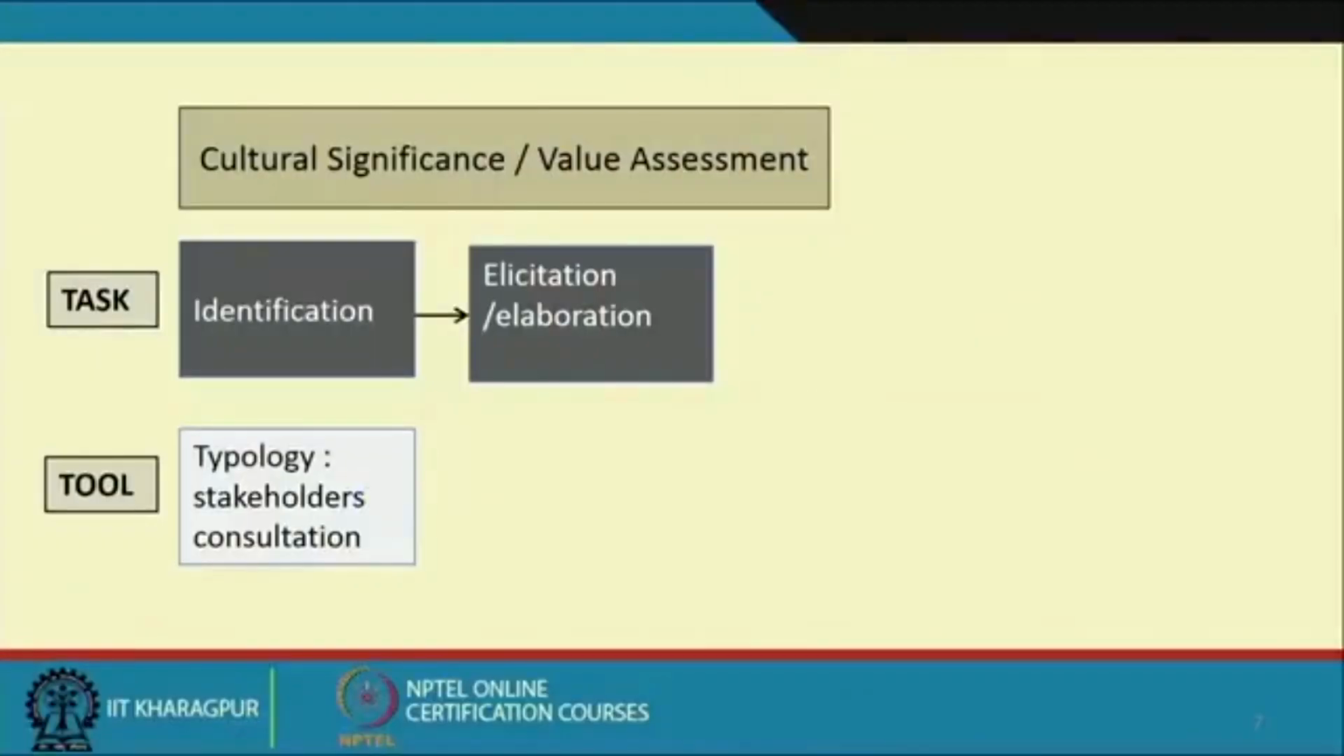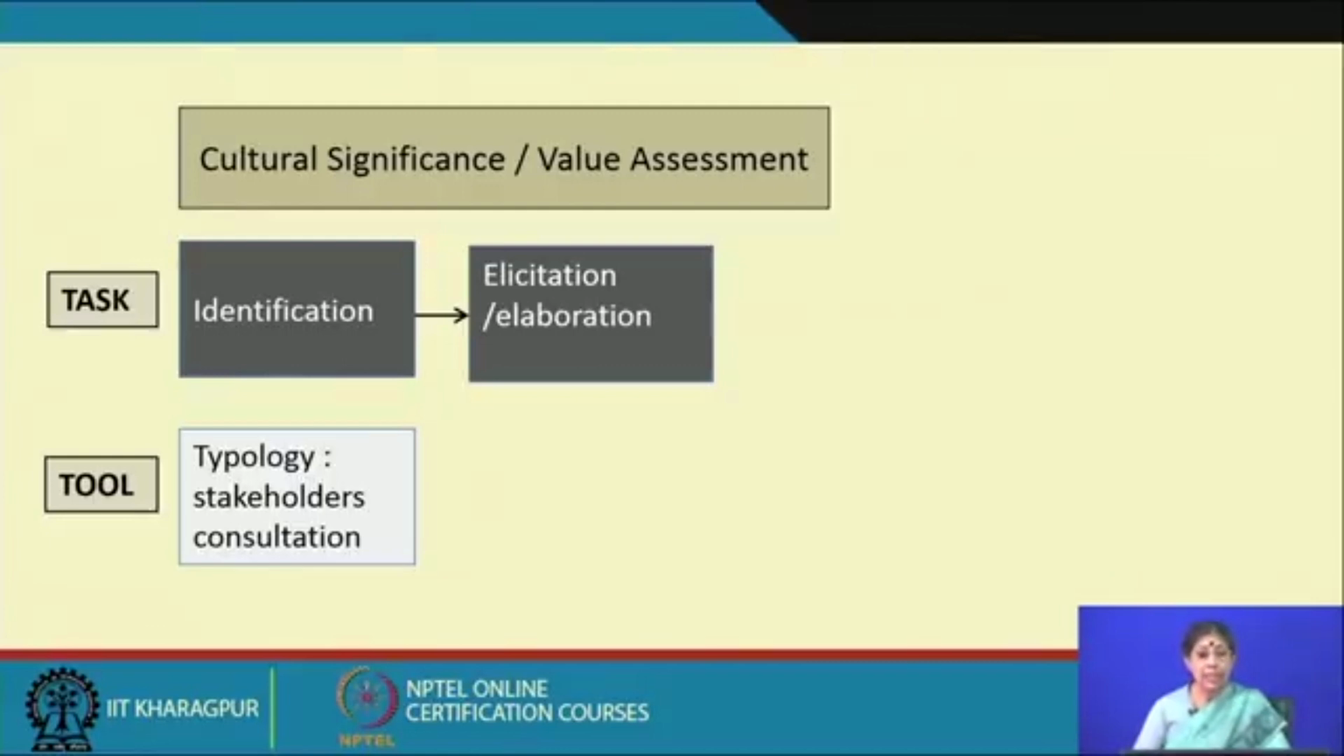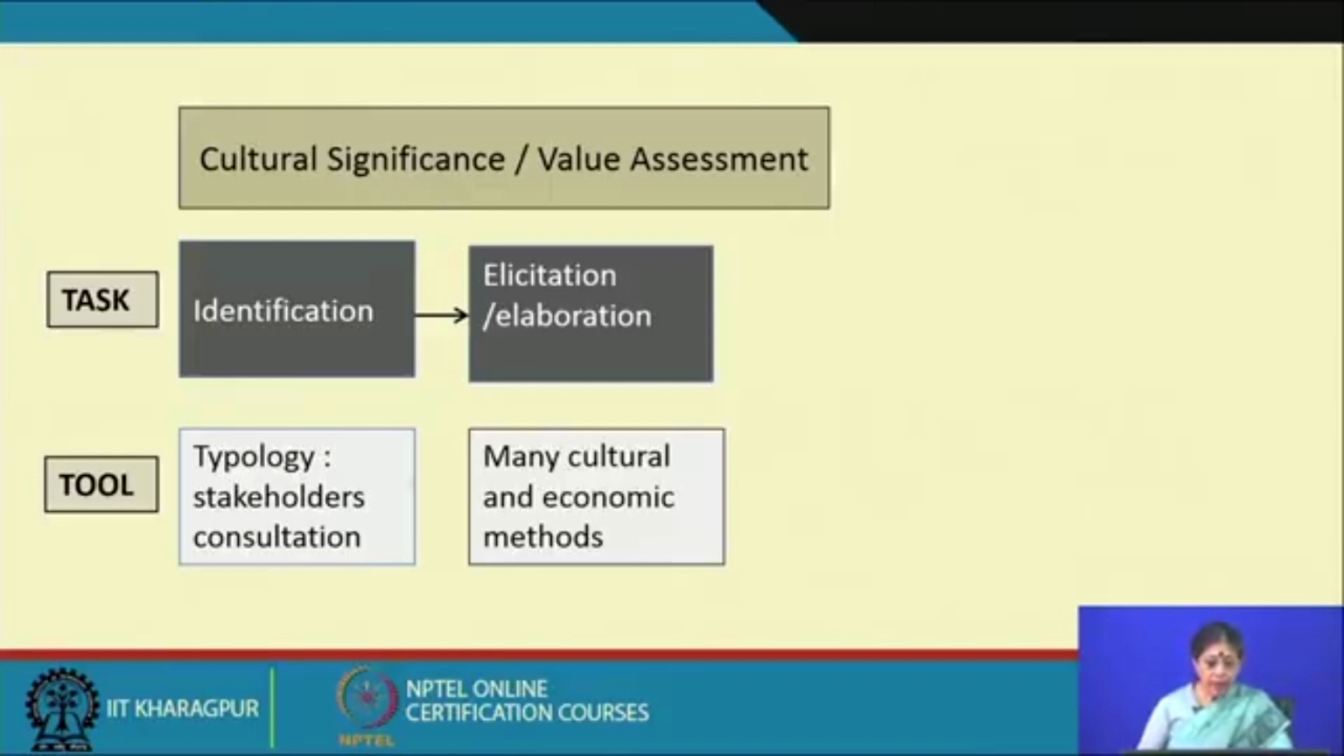After identification of these different types of values and significance of cultural properties, heritage properties, sites and areas, we also have to find out what the next tasks are. The task is elicitation and elaboration, and there are many cultural and economic tools and methods to do that.